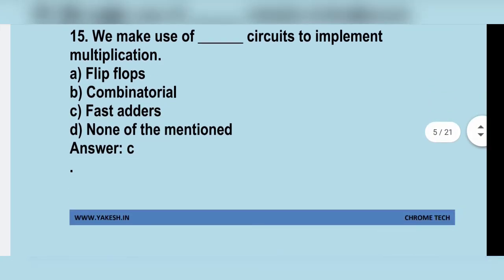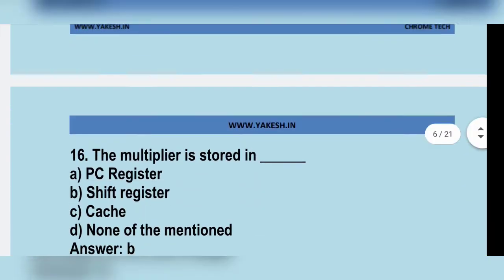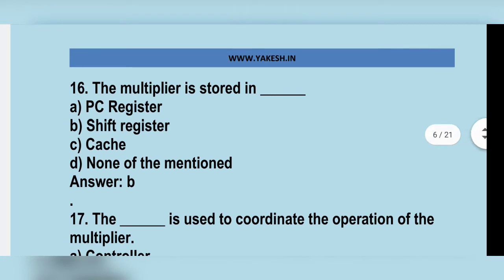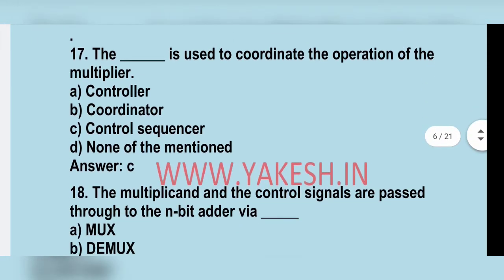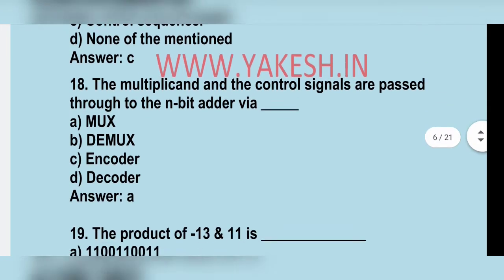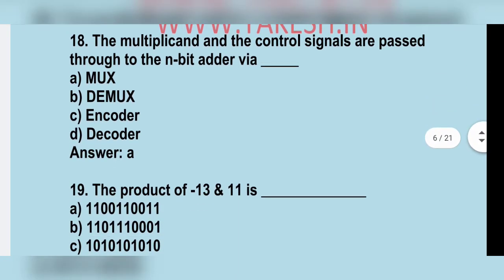We make use of a dash circuit to implement multiplication. Option C, fast adders. The multiplier is stored in option B, shift register. The dash is used to coordinate the operation of the multiplier. Option C, control sequencer. The multiplicand and the control signal are passed through the n-bit adder via option A, mux, multiplexer.